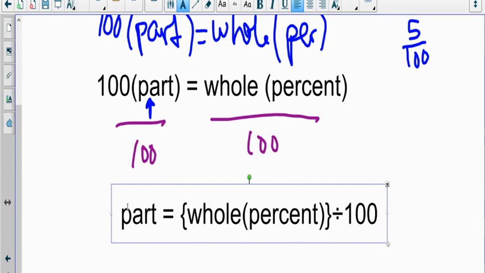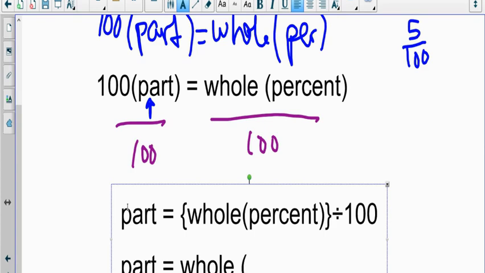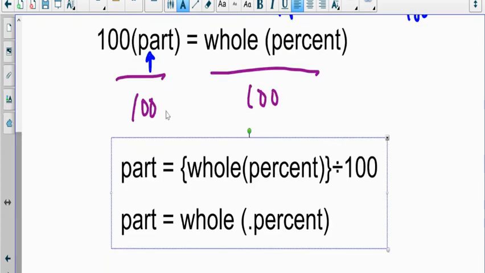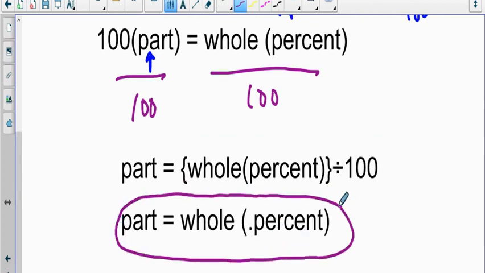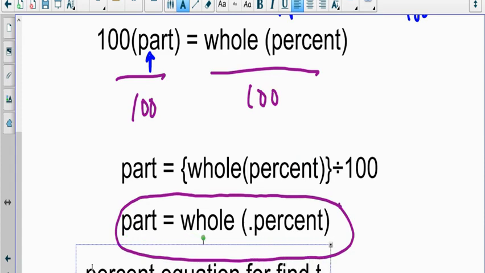I can divide either the whole number or the percent number by 100. If I divide just the percent number by 100, then I'm getting my percentage as a decimal. So I'm going to rewrite this as part equals whole times the percent, with a decimal point so that we know the percent value is written as a decimal. This is the percent equation for finding the part. That's how we derive that percent equation.